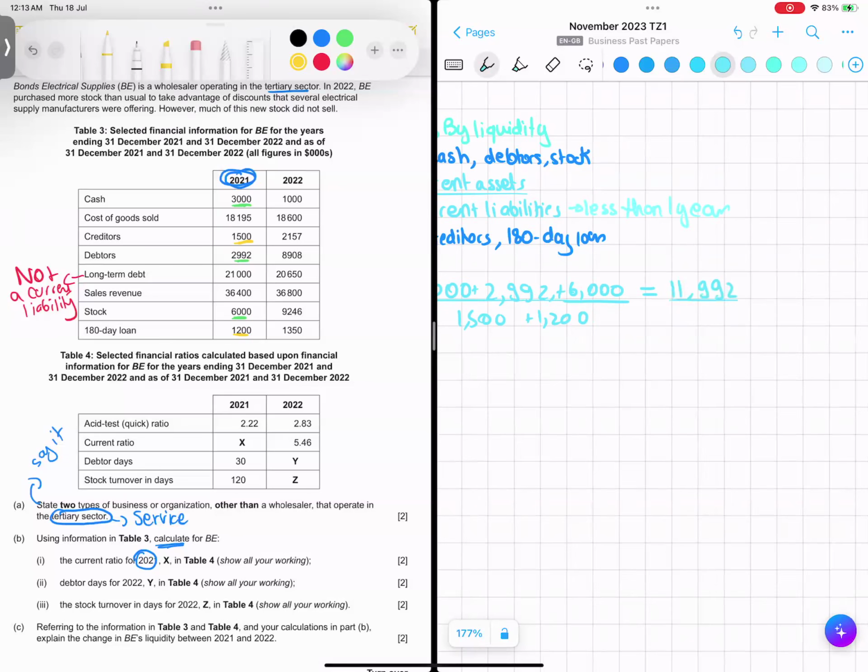11,992 divided by 2,700, you get your answer, which is 4.44. And there is no unit, okay? So this is for current ratio, right?